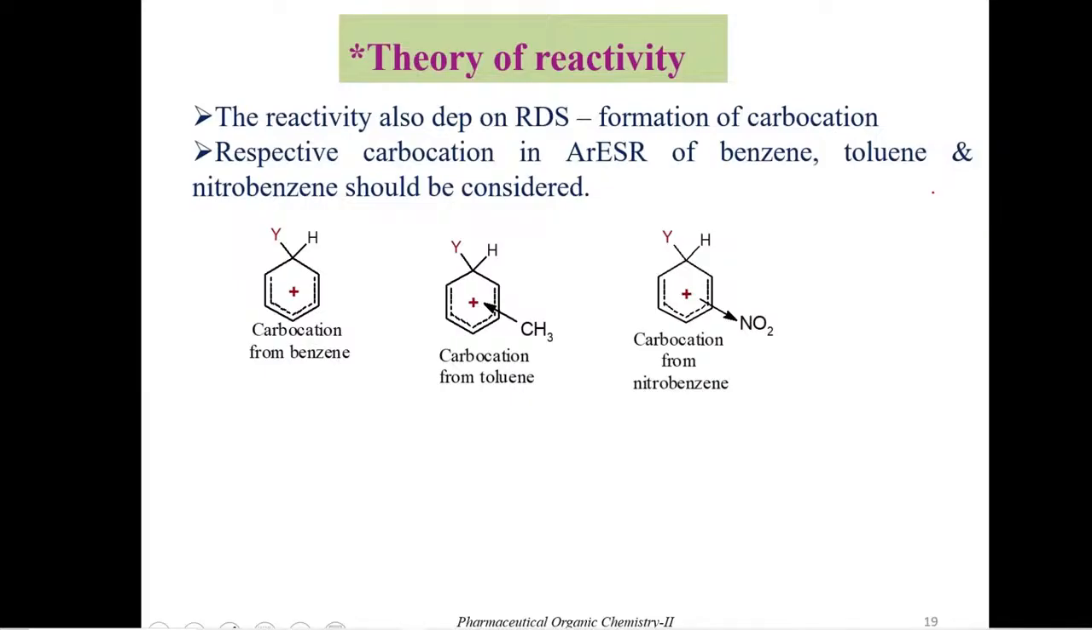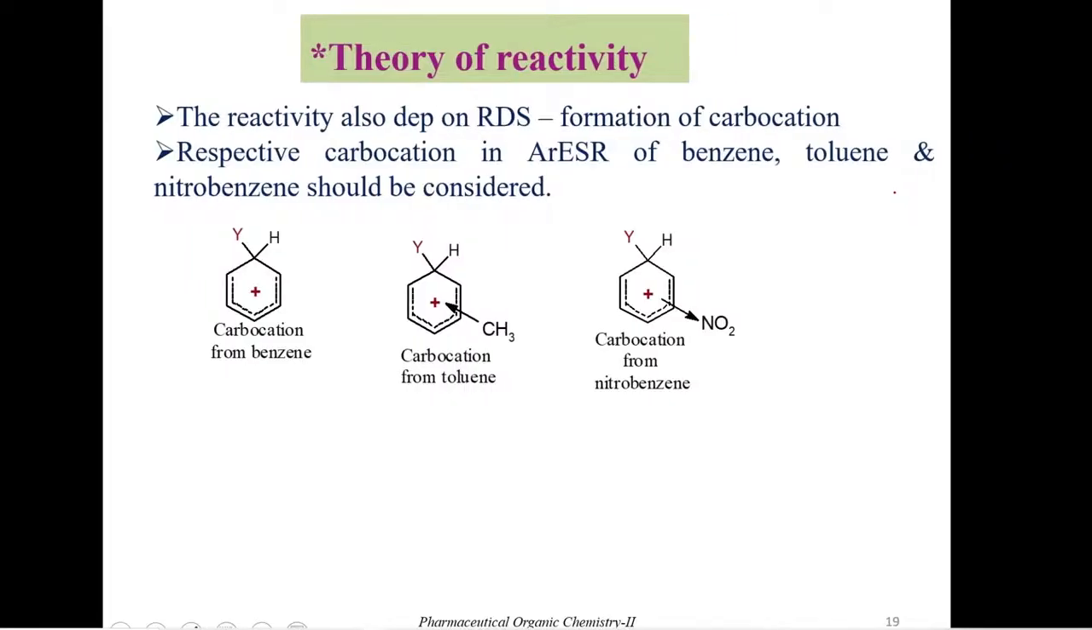That means if you take three molecules, that is benzene, toluene, and nitrobenzene, and perform an aromatic electrophilic substitution reaction, let us say nitration or sulfonation, any of these are electrophilic substitution reactions. These are the resulting carbocation structures. So from these resonance structures, we can easily make out their reactivity.